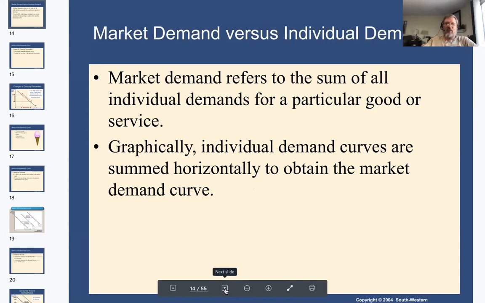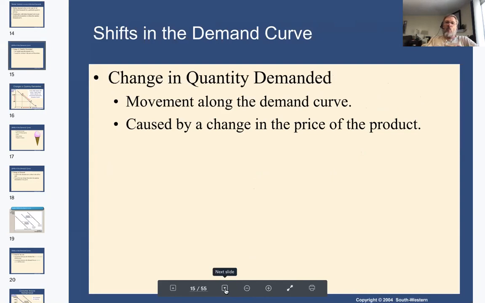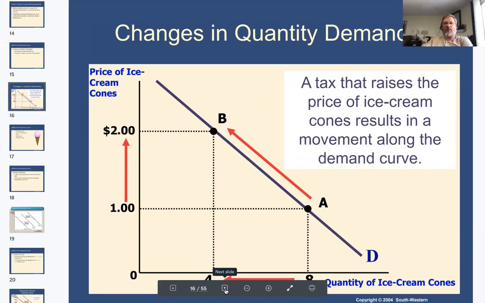One of the things that comes up immediately in a lot of questions is differentiating between shifts in demand curves and movements along a demand curve. Okay, so you can have a change in the quantity demanded by just having a movement along a particular demand curve from one price to another change, which is caused by a change in the price of the product. So, for example, we've got a single demand curve here.